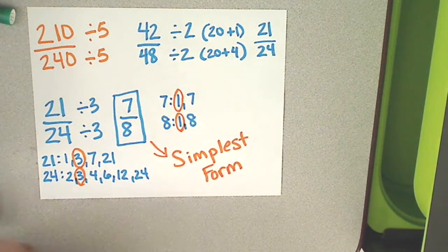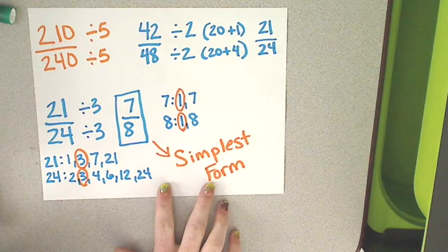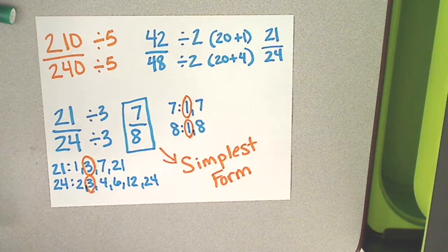Now, if you think about it, truthfully, in the previous lesson we were talking about making equivalent fractions, and that's essentially what we're doing. We're using division to create an equivalent fraction that's easier to manage.